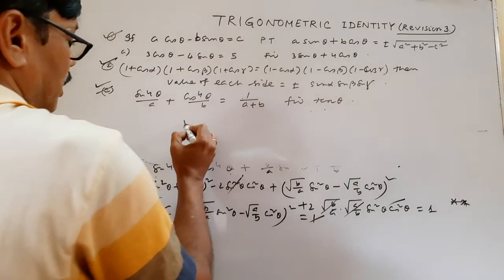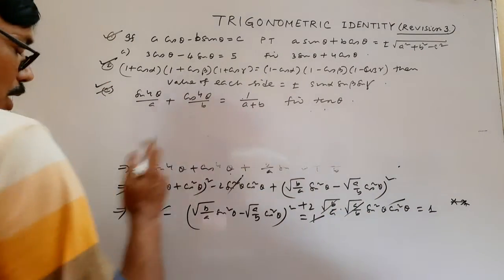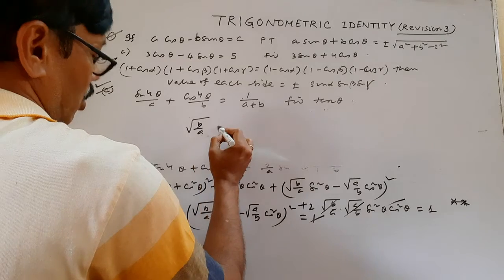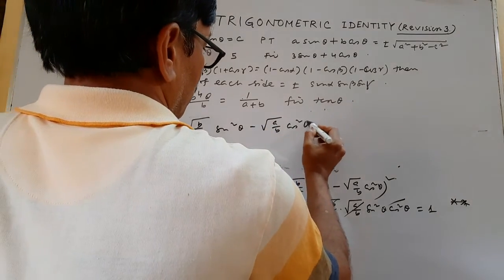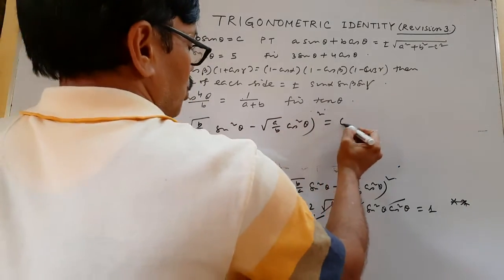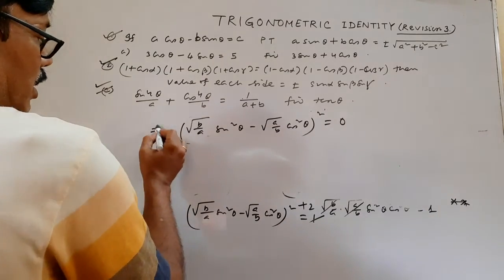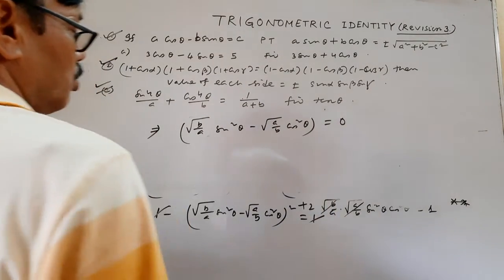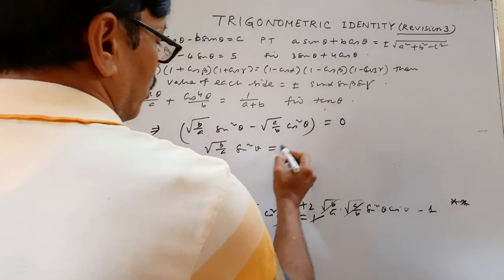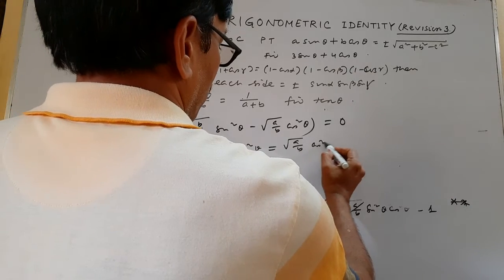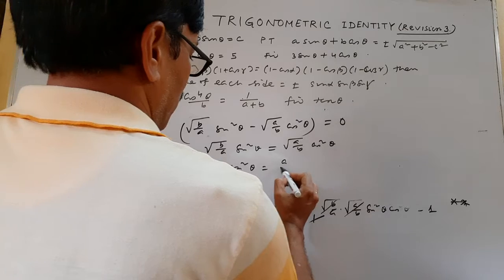So we are getting a very simple result. (√(b/a) sin²θ − √(a/b) cos²θ)² = 0. This implies √(b/a) sin²θ = √(a/b) cos²θ. So what is tan²θ? tan²θ = a/b.